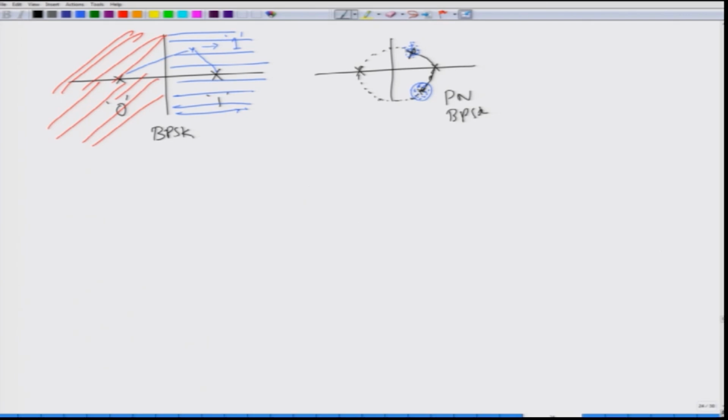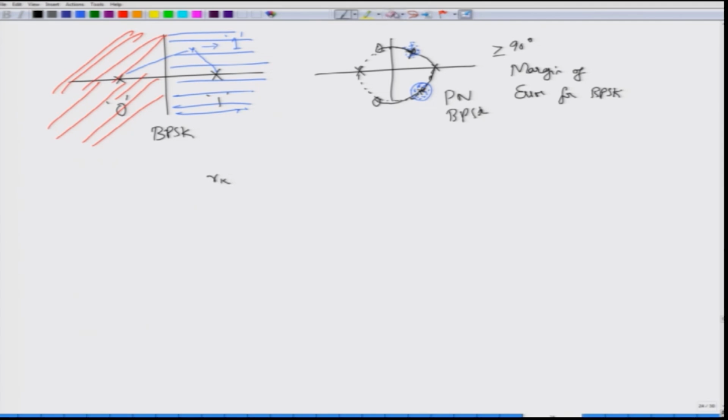If the received signal has to go to the other region, where they are not supposed to go, then the phase noise variance or the phase noise RMS value must be greater than or equal to 90 degrees. So, this 90 degrees is the margin of error that we have for BPSK signals. With BPSK signals the margin of error is 90 degrees, and this is a pretty large margin that you are going to get.